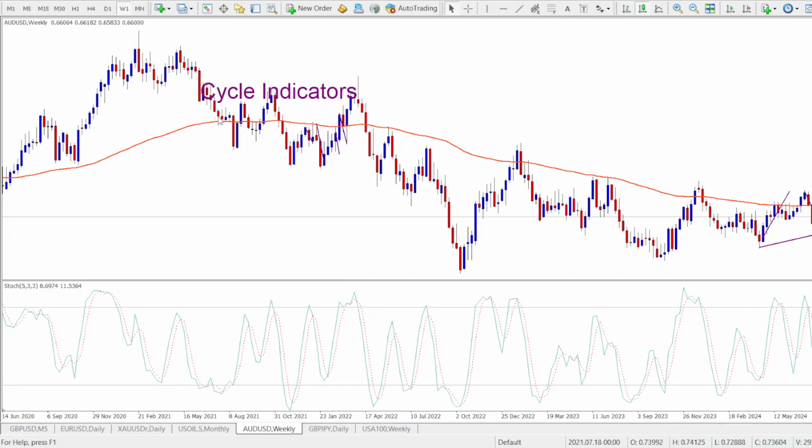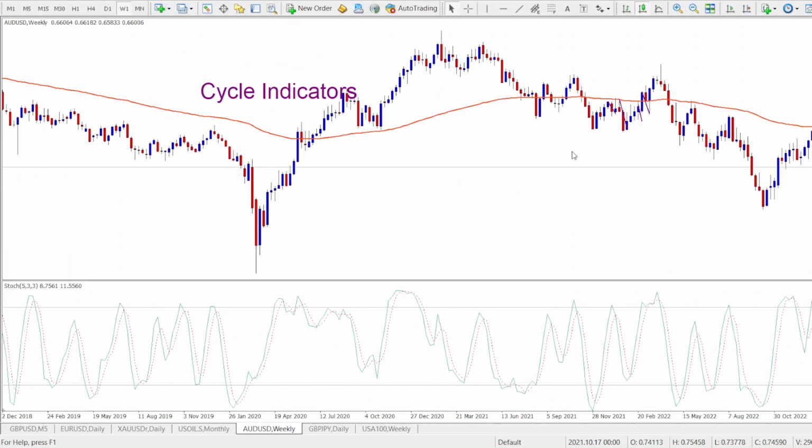Okay, we are going to be dealing with the higher time frames. So if you want to use these indicators as cycle indicators, I will recommend that you work with higher time frames, perhaps daily, weekly, monthly, because we are talking about cycles.